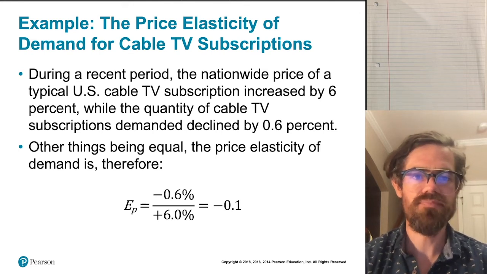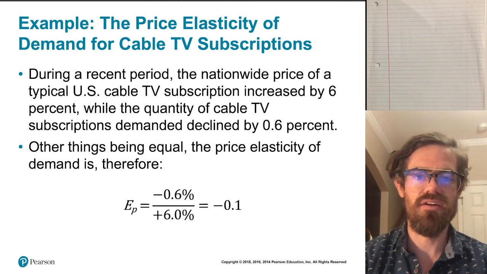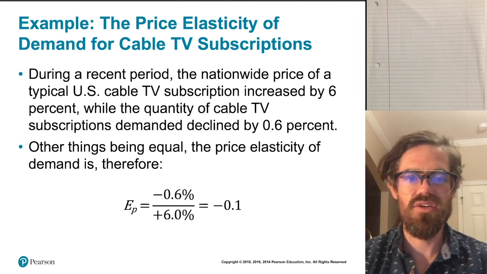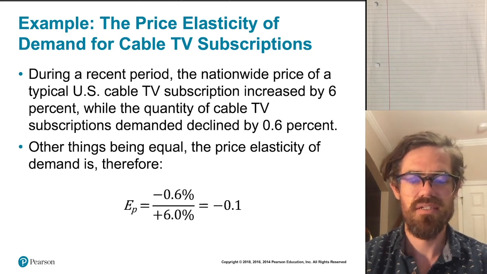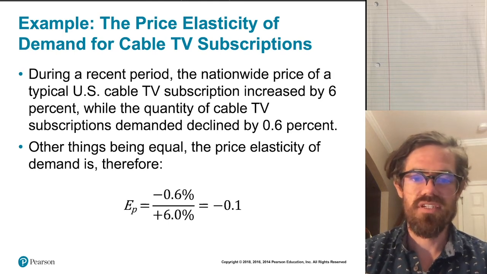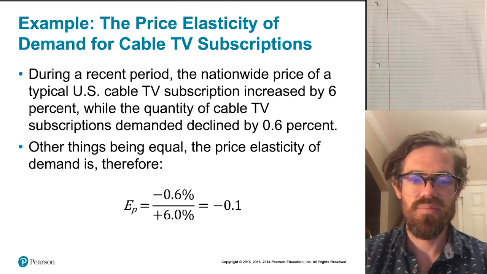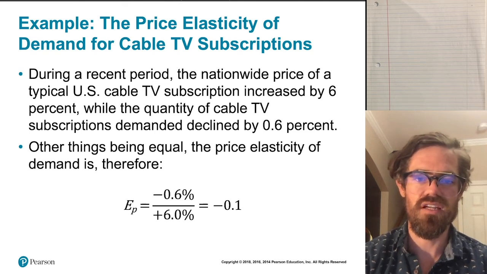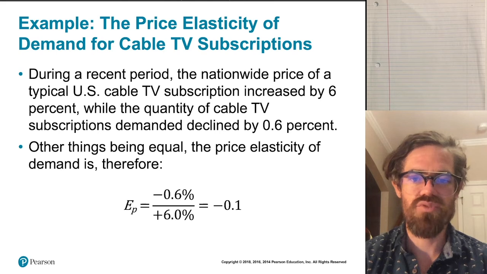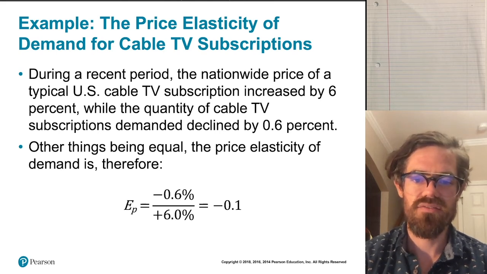Here's another numerical example. During a recent period, the nationwide price of a U.S. cable subscription increased by 6%, while the quantity of cable TV subscriptions demanded declined by 0.6%. Okay, so we can use these numbers to calculate the price elasticity of demand for cable television subscriptions. So we would take the change in quantity demanded, negative 0.6, since it was a decline, and divide that by the change in price, which was positive 6. And that gives us negative 0.1 as the elasticity for this.